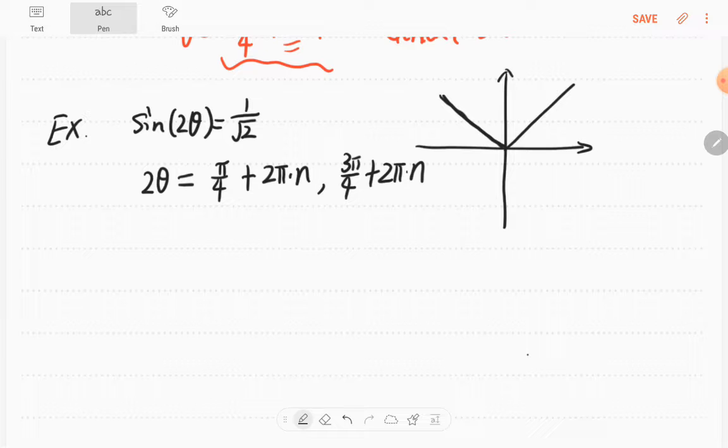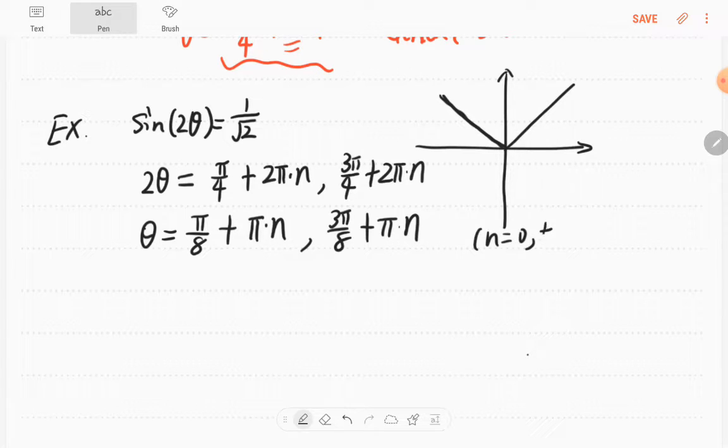we cannot finish here because we needed to get theta, not 2 theta. So we needed to divide by 2. So we divide by 2, it would be pi over 8 plus n times pi, and this would be 3 pi over 8 plus pi times n. So here n could be any integer. Right. So this is the first part, the general solution. This is called the general solution.